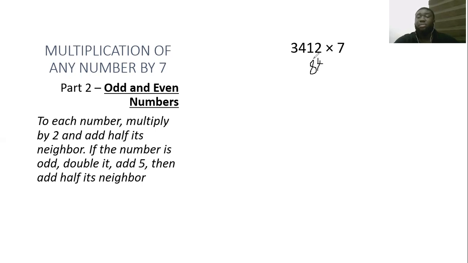Okay. We go to the next number. We have 4 times 2 is 8. 8 plus half of this. So half of 1 is 0. Remember how to find half? You can go back to my previous videos where I explained the idea of halves. So we have 4 multiplied by 2 is 8. 8 plus 0 will still give us 8.